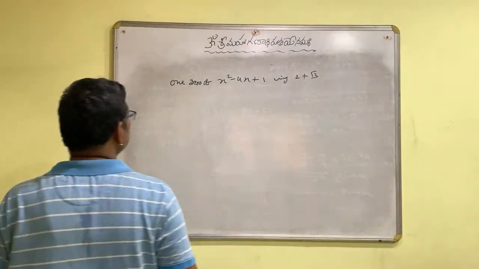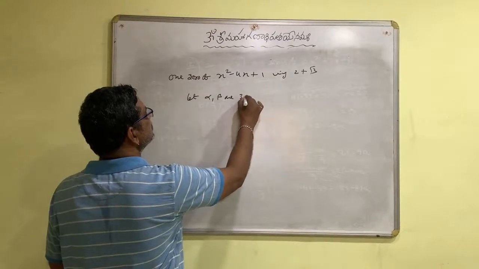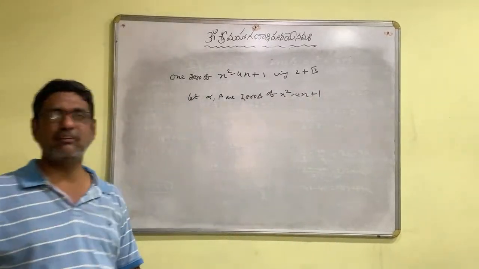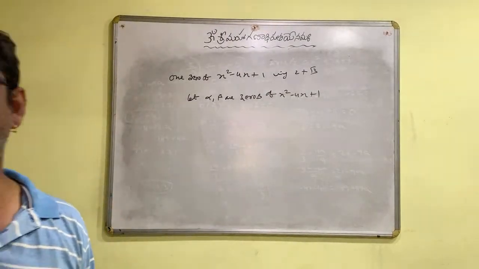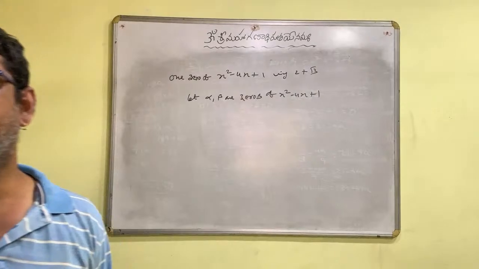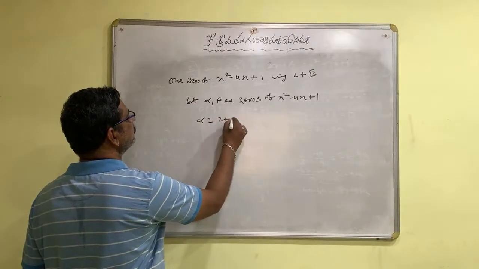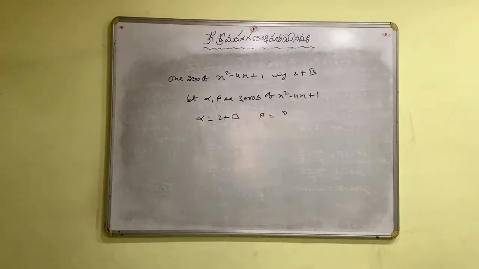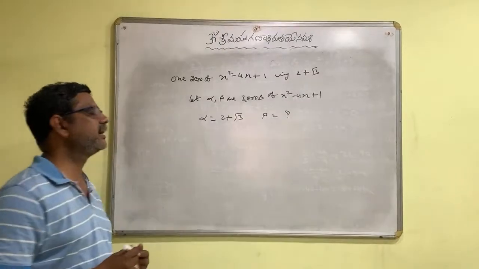Right, children. Let alpha, beta be zeros of x square minus 4x plus 1. Let us assume alpha is 2 plus root 3 and we need to find out beta.